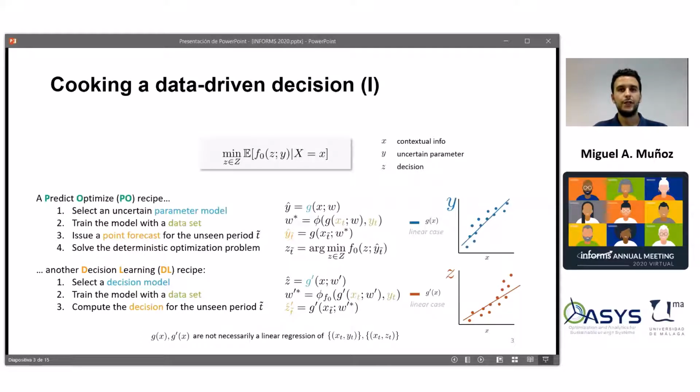Another way of proceeding, a decision learning approach, is, instead of making a model of the uncertain parameter, to directly compute a model of the decision. We again train our model with a data set, but this time the function is aware of the objective function. Then we can directly compute the decision for the unseen period, evaluating the model with the parameters W computed this way.